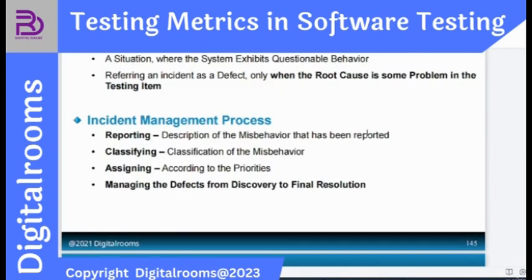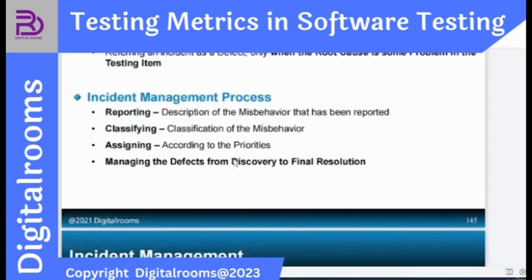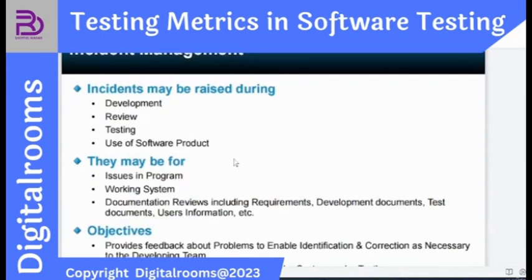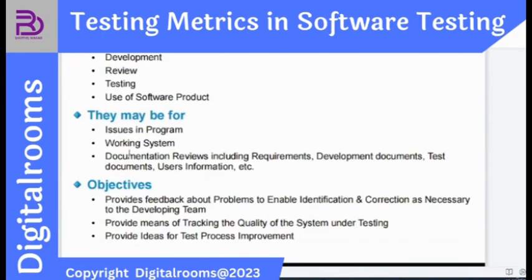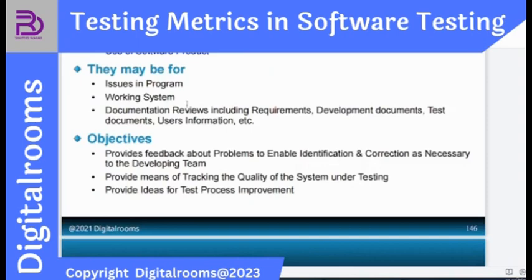It means that whatever defect we found while analyzing and testing, from discovery, meaning finding the defect, until fixing it, we call it an incident. An incident may be raised during development, review, testing, or use of a software product. They may be for issues in the program, the working system, or documentation reviews including requirements, development documents, user information. It means anyone can make a mistake at any of the stages.